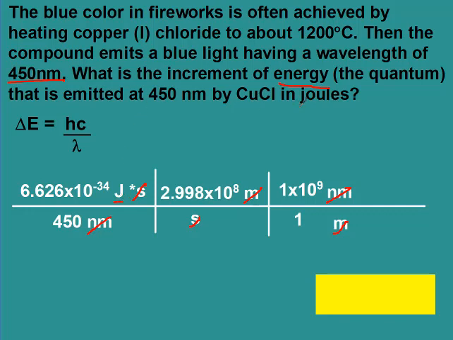Looking at the problem, it wants its answer in joules, not kilojoules. So that means I'm done. I just need to multiply and divide, giving me the answer of 4.4 times 10 to the negative 19th joules. So that's how much energy would be associated with 450 nanometers.